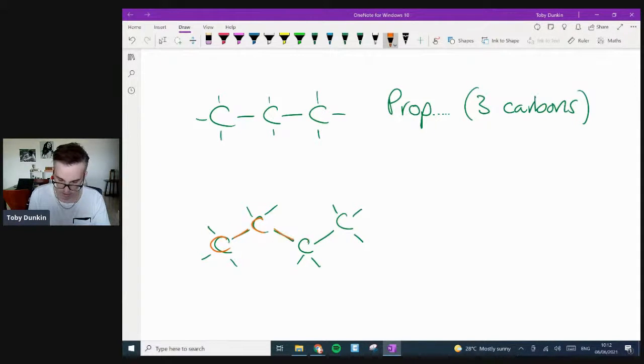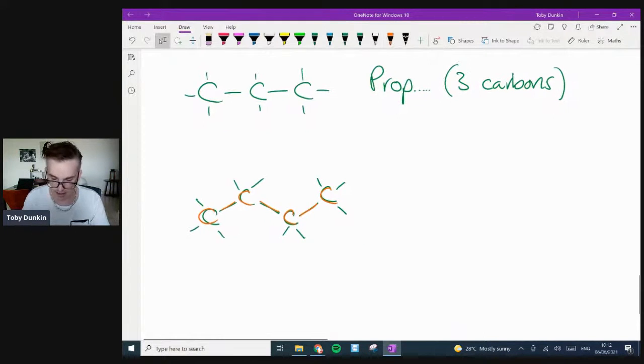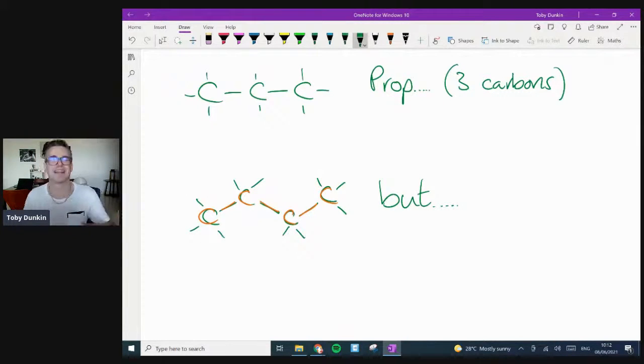1, 2, 3, 4. 4 carbons in a chain is but. It's a but. Yeah, it's a 4-carbon butt. It's a really long butt. Oh, sorry, such a dad. Even though I'm not a dad. 4 carbons in a chain.